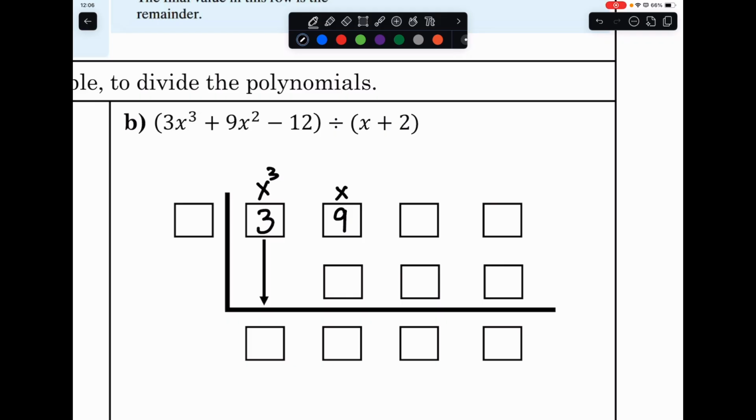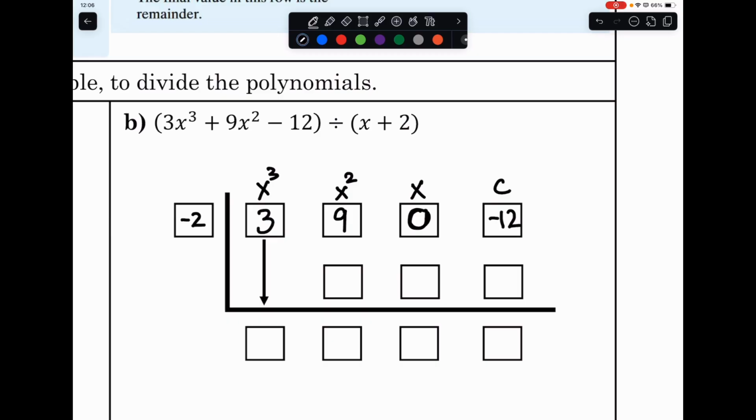Sorry, mistake right here, our constant, negative 12, should be in the last box. Now, since there's no linear term in x to the power of 1, that's because, again, the coefficient is 0, like the prior time that we were missing a term. So we're going to have to put the number 0 in this place value for this situation. Now, on the outside, the number that's going to be written in this box here is going to be the opposite of this value.